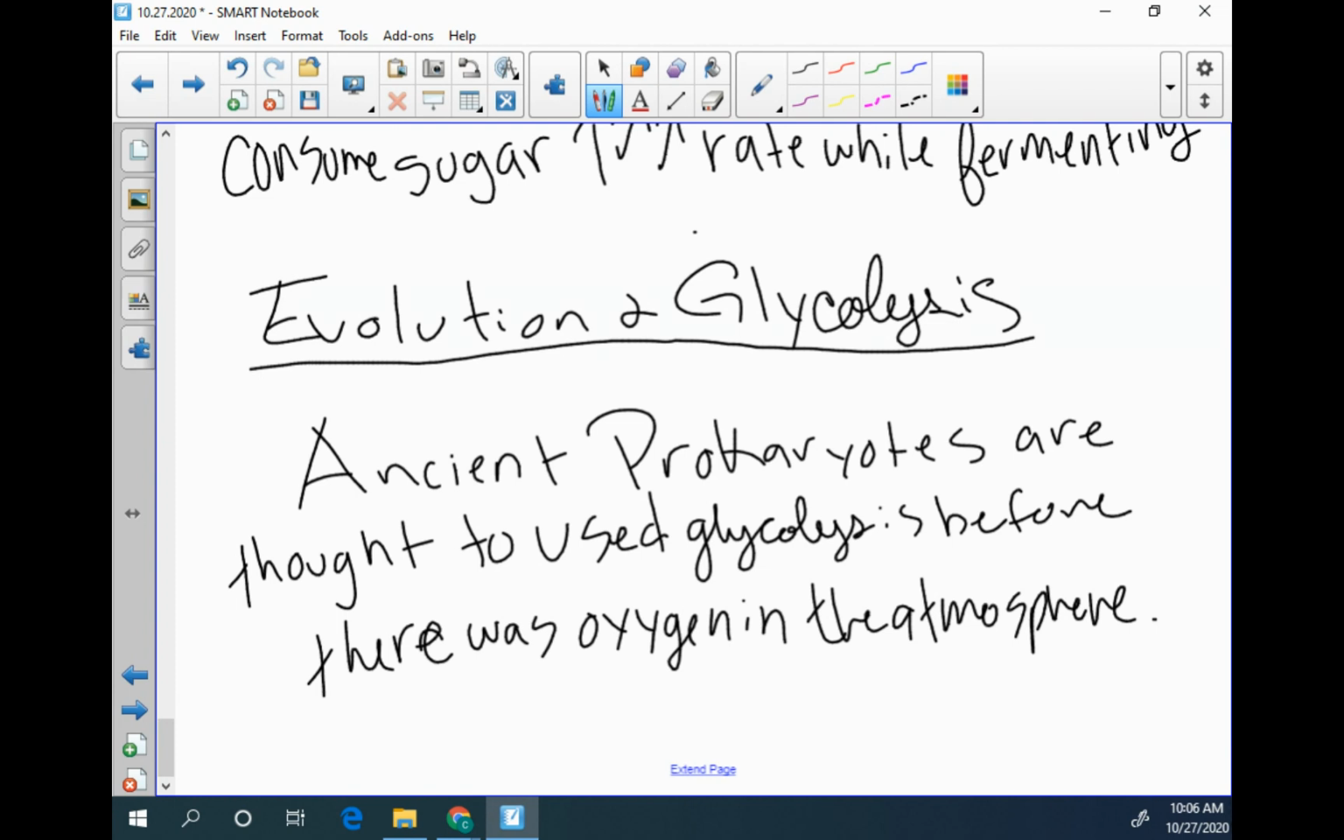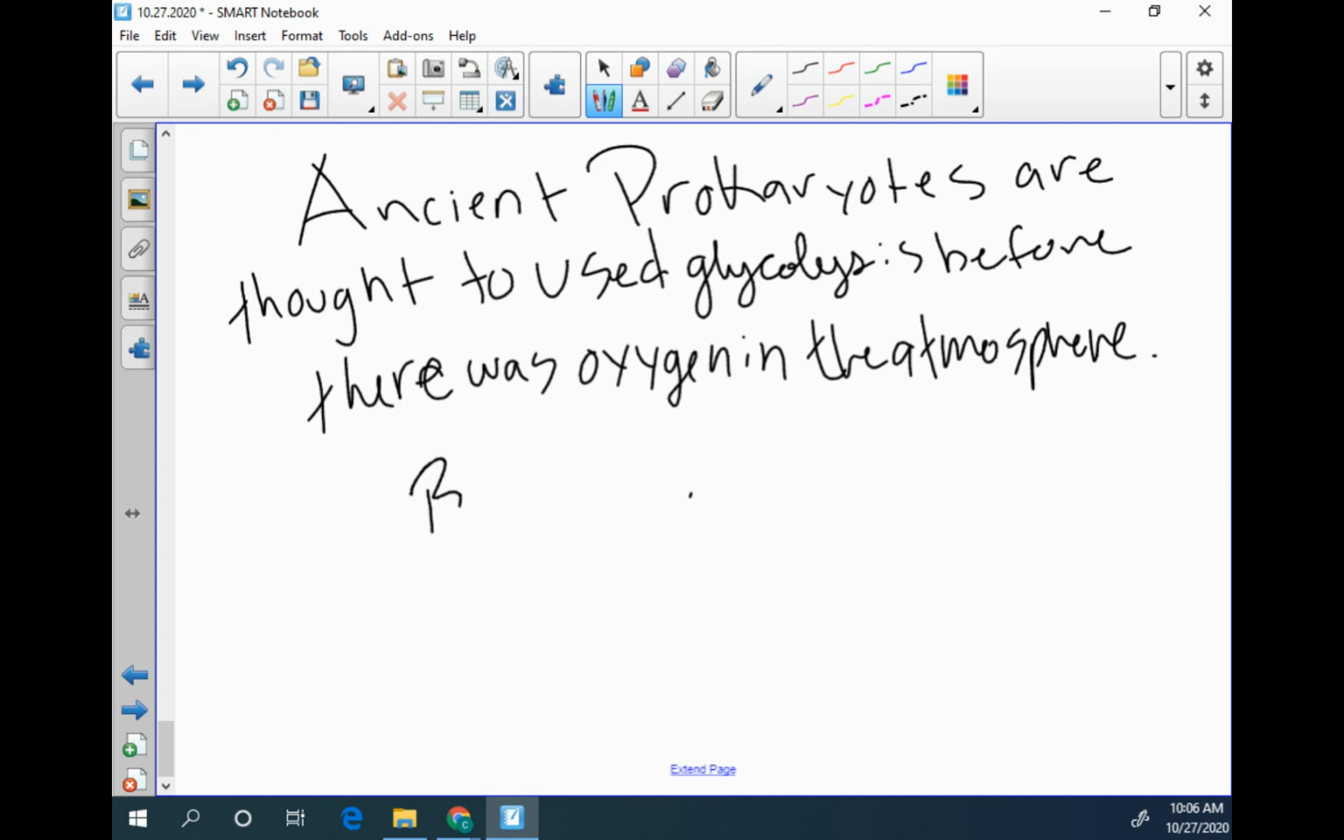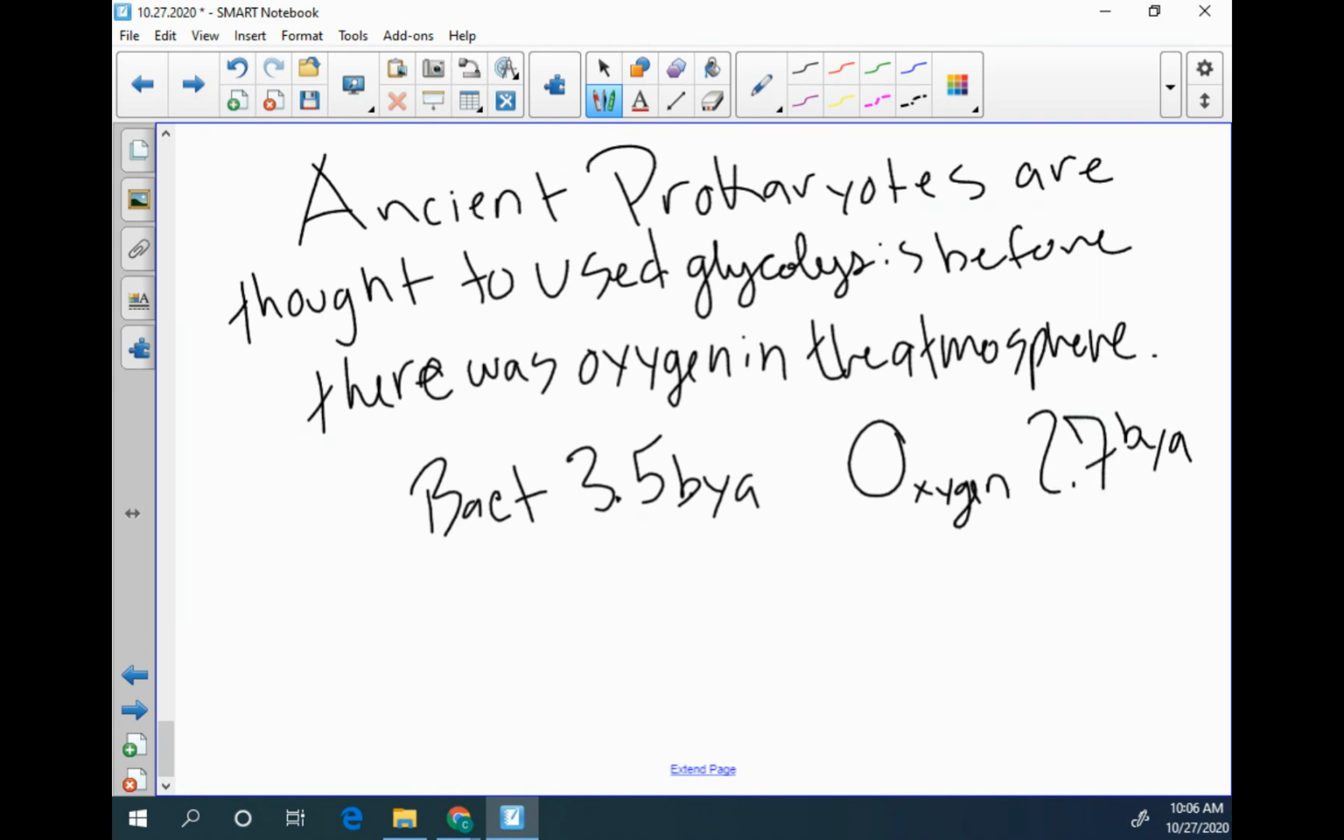That's kind of messy, but we have found bacteria dating as far back as 3.5 billion years ago. But we know that oxygen in the atmosphere only appeared about 2.7 billion years ago. Which means these bacteria had to get energy somehow before there was oxygen available. Therefore, if you ever see these three dots, those three dots mean therefore, because people get lazy. Myself included, I don't want to write out therefore. Early prokaryotes exclusively use glycolysis.